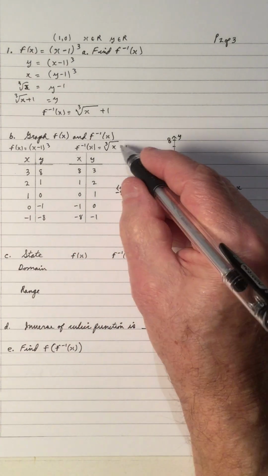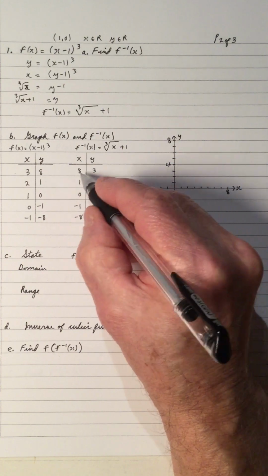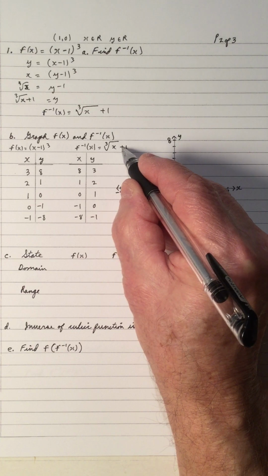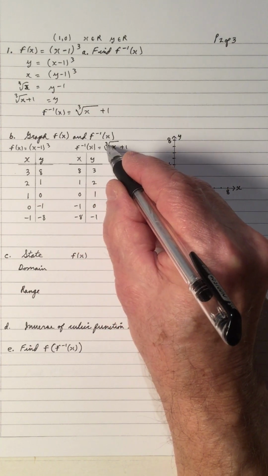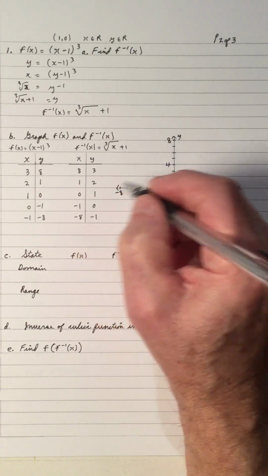So let's check. Let's take these values and sub them in here to see what they give you for the y's. Put an 8 here. Cube root of 8 is 2. 2 plus 1 is 3. Put a 1 in. Cube root of 1 is 1. 1 plus 1 is 2. So these tables are okay.